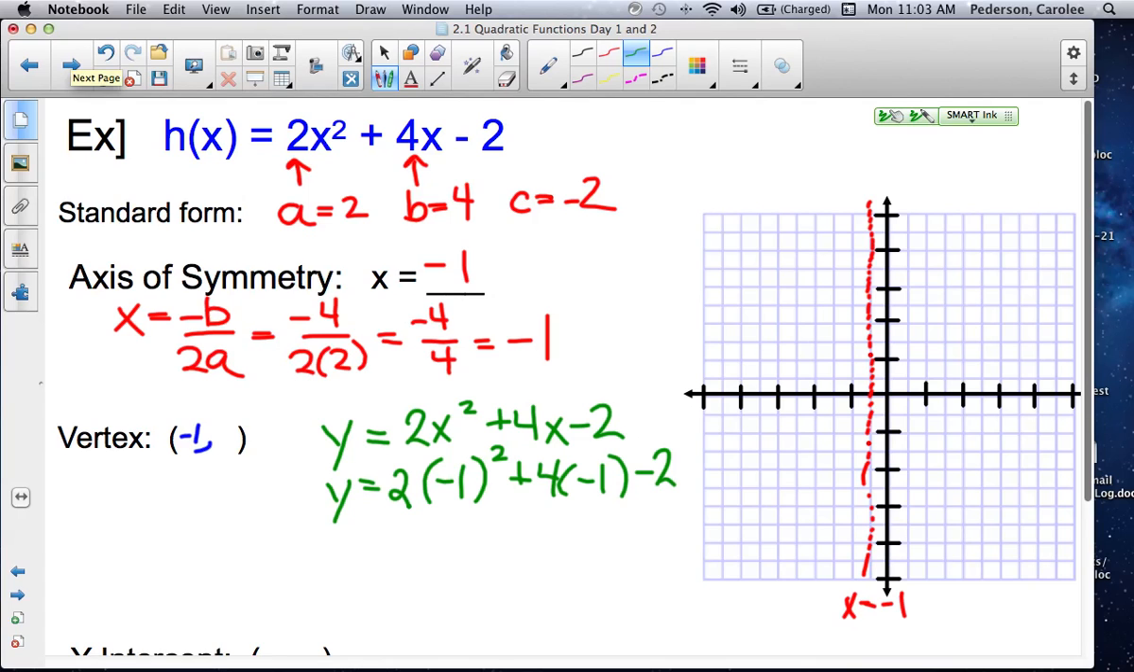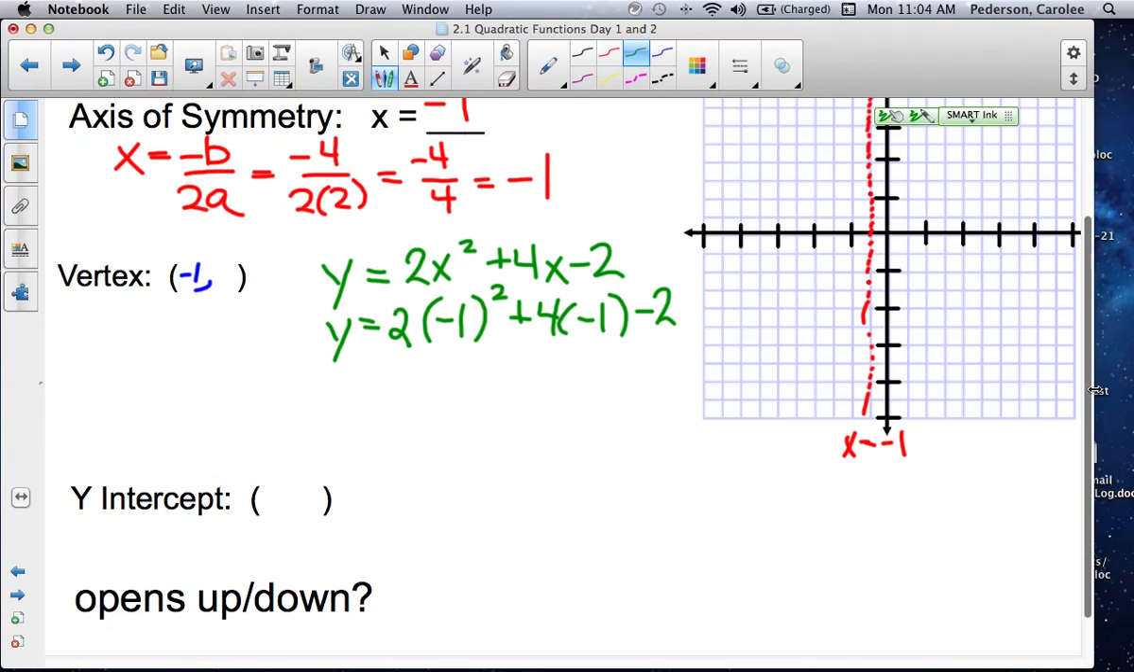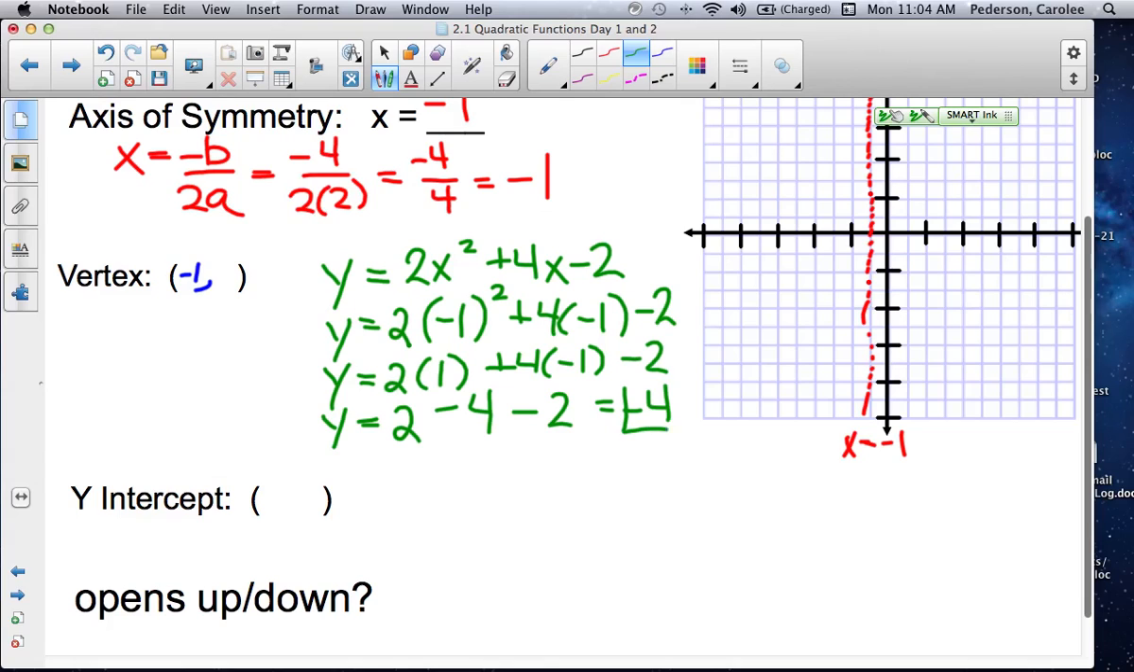And now we're going to just use our order of operations and reduce that down. Negative 1 times negative 1 is 1. And now let's multiply. 2 times 1 is 2. 4 times negative 1 is negative 4. And then we will simplify. 2 minus 4 is negative 2. Negative 2 minus 2 is negative 4. That is your y value for your vertex. So now I have the ordered pair of my vertex. So if I graph that, I'm going to go left 1 and then down 4.